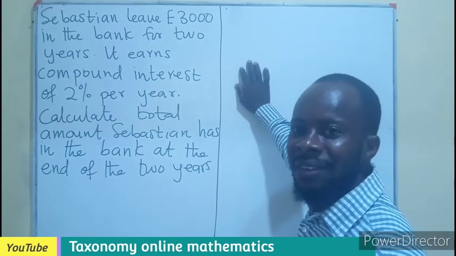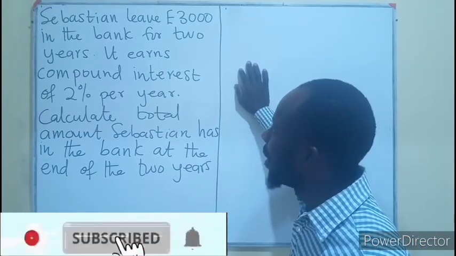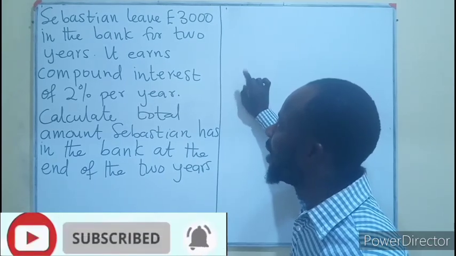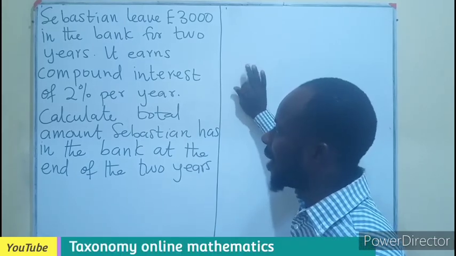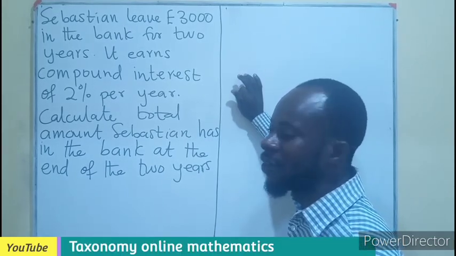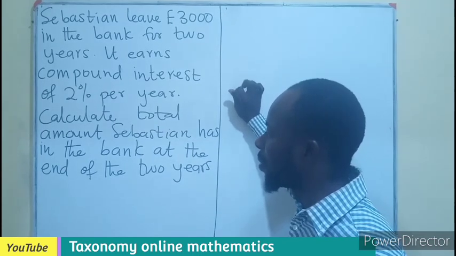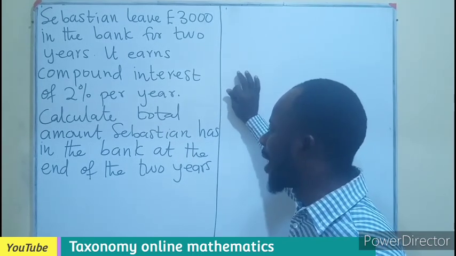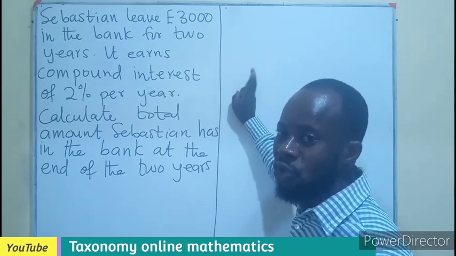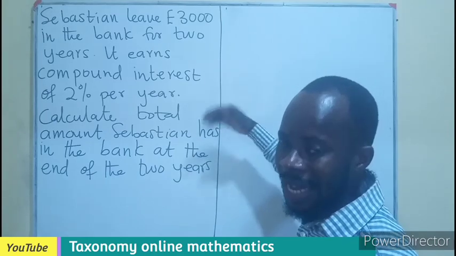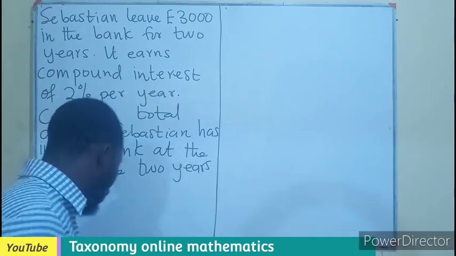Let's produce an answer to this question on percentages, that is compound interest. Sebastian leaves £3,000 in the bank for 2 years. It earns a compound interest of 2% per year. So calculate the total amount Sebastian has in the bank at the end of the 2 years. We are going to calculate this in two methods. First, using the formula. Second, using the year by year calculation.